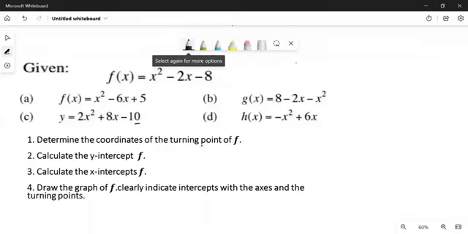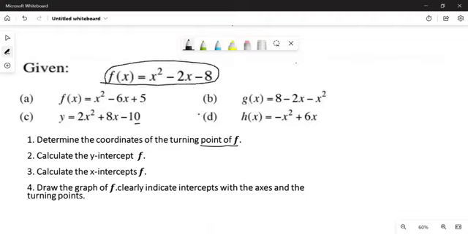We want to determine the coordinates of the turning point. So if we are given the following equation and then they say determine the coordinates of the turning point, what we want to do, Tina, the first thing is to try to make this look like turning point form, which is y is equal to a(x + p) all squared plus q. That's what we want to do, so that we know what p and q are, the coordinates of the turning point.